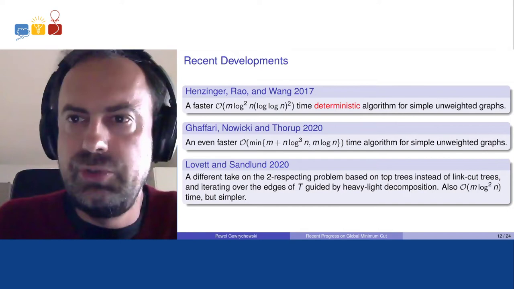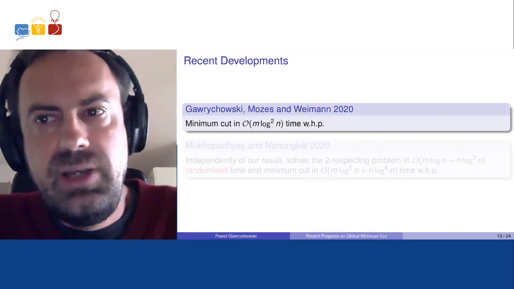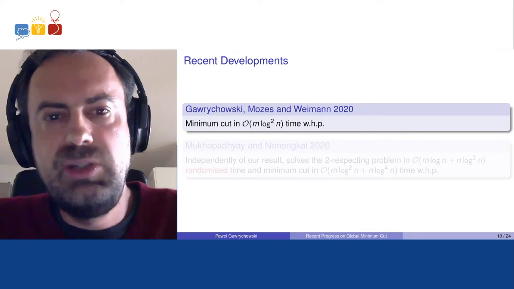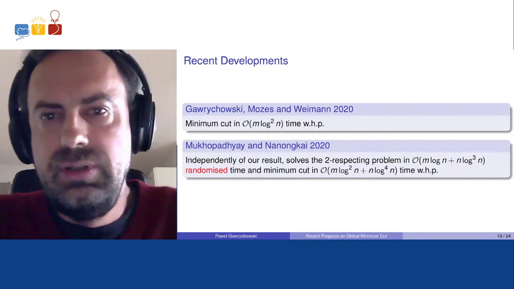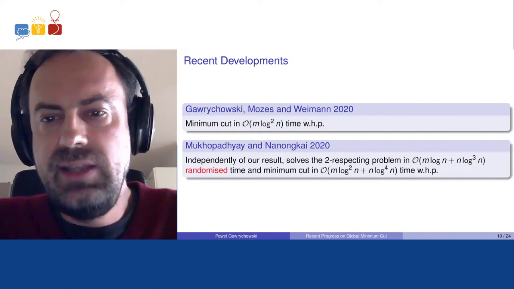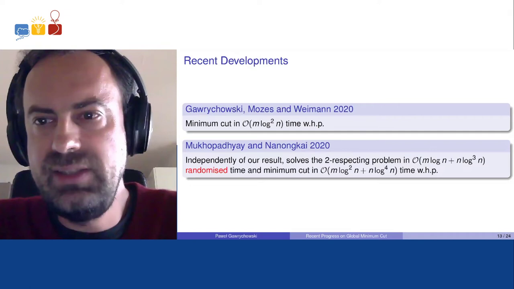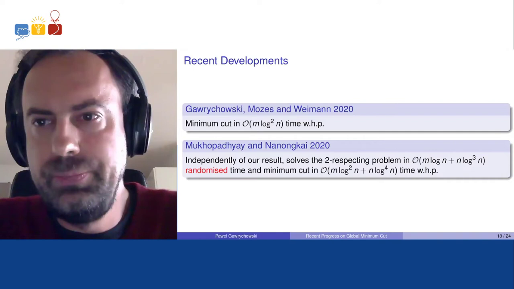And finally, there were two papers, one by myself and Shai Moses-Weimann. And we showed that actually you can solve the two respecting problem in m log n time. So this gives you m log squared time by using Karger's framework with high probability. And there was another paper by Mukhopadhyay and Anokai. It was independent, and they solved the two respecting problem in m log n plus n log cubed n. Okay, so it's still m log n, but if the graph is sparse, then it's a bit worse because it's three logs. And it was randomized. The two respecting problem was solved with a randomized algorithm.